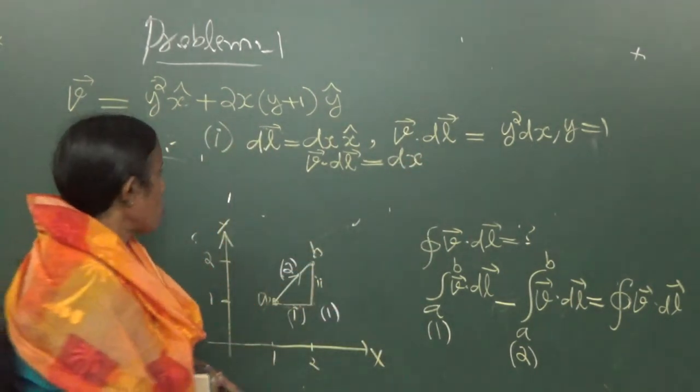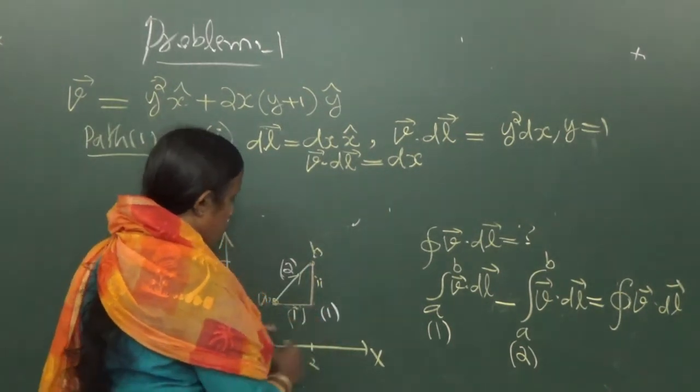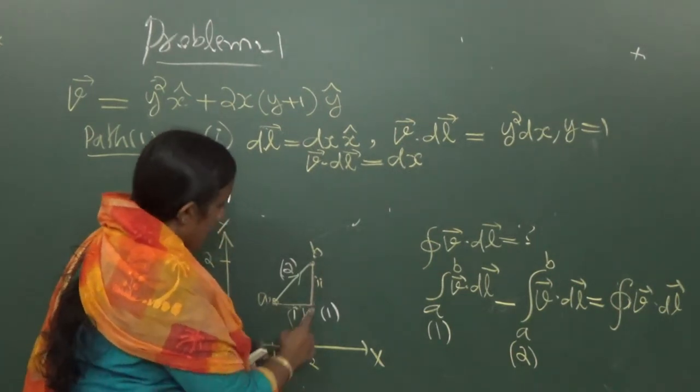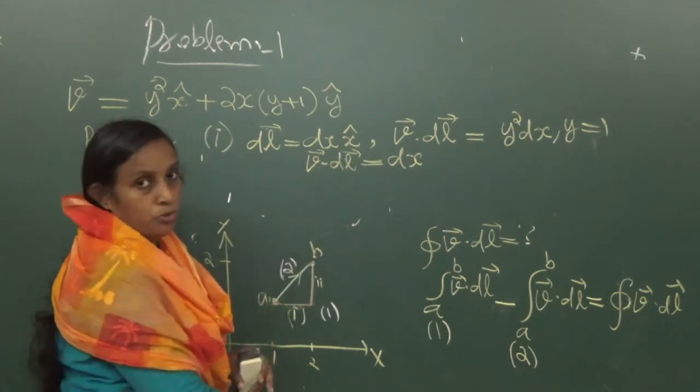Okay, so we have to integrate from x equal to 1 to x equal to 2. This is the lower limit. Here the lower limit is 1 and the upper limit is 2. So x equal to 1 to 2.